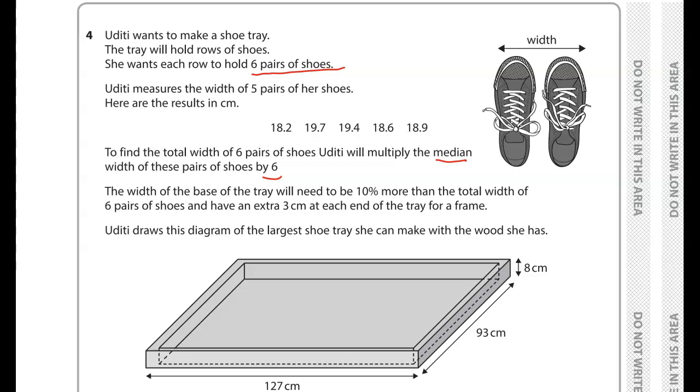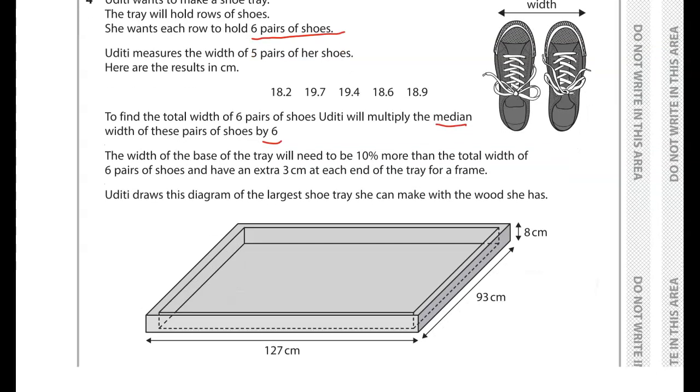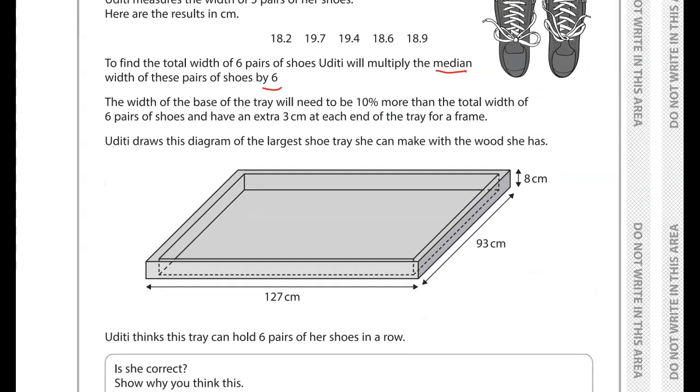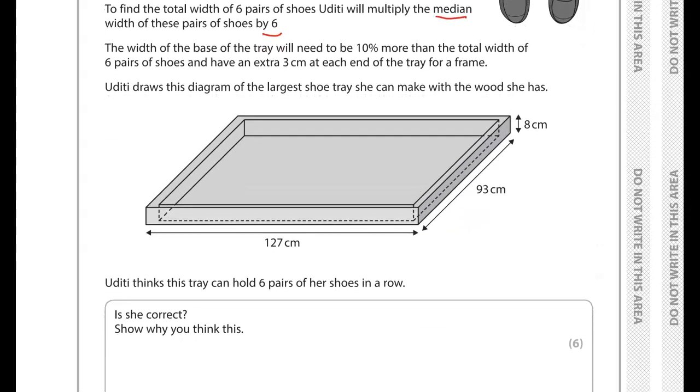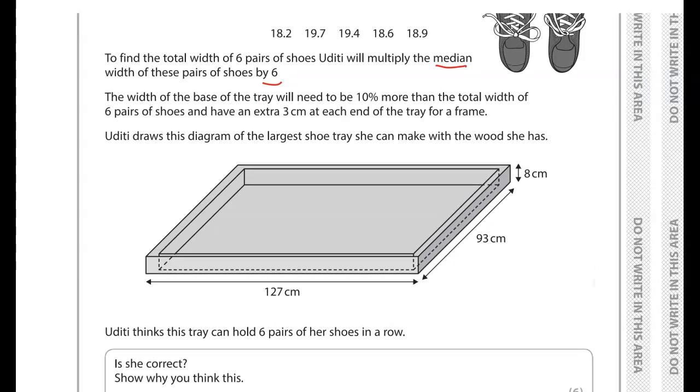Udity draws this diagram of the largest shoe tray she can make with the wood she has. Udity thinks this tray can hold 6 pairs of her shoes in a row. Is she correct? Show why you think this.